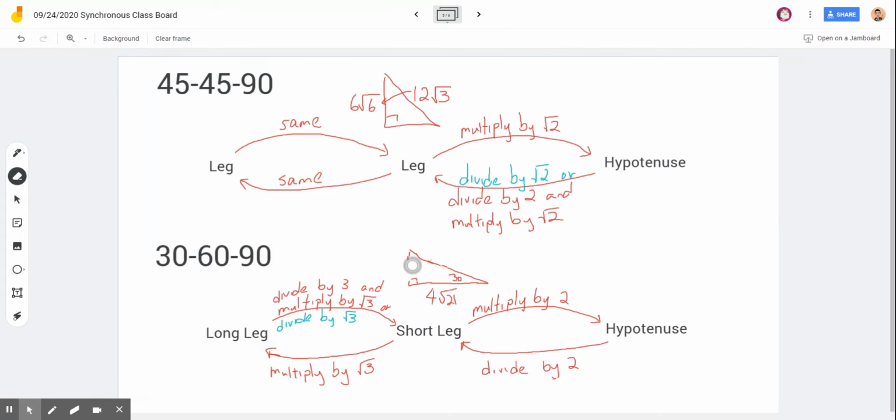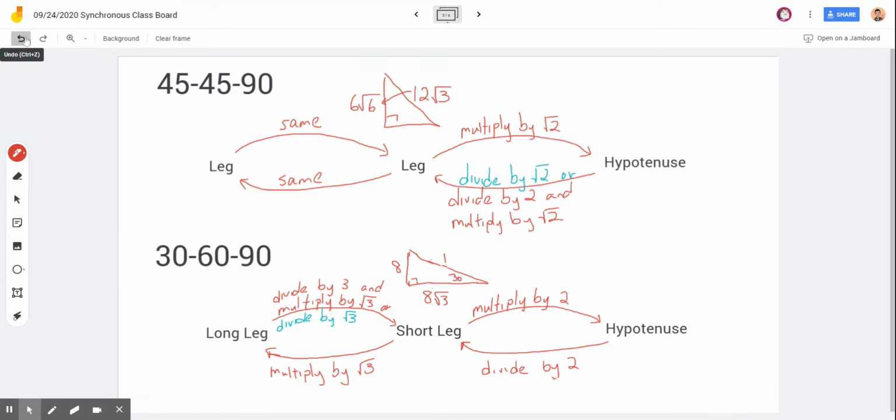All right, last part is the hardest part, which is what if you have the long leg and you have to find everything else? So let's say the long leg is something like 8 root 3. Well, that works out nicely because then all we need to do is take out the root 3 and we'll know that short leg is 8 and the hypotenuse is 16.